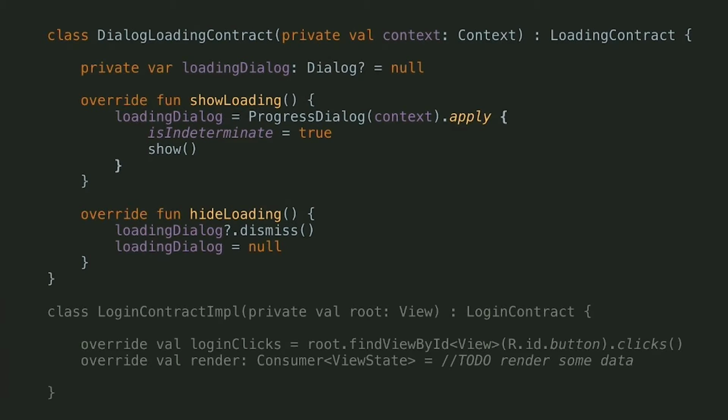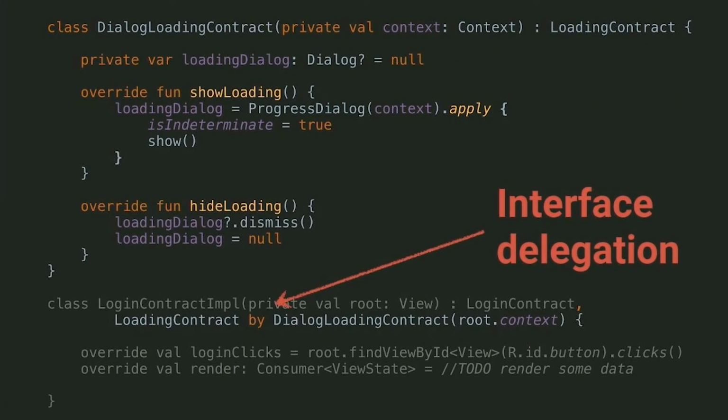We can kick them out and create, for instance, a dialog loading contract class that implements our loading contract from before, and just have the loading logic. We initialize it with the context, since we need a context to create a progress dialog, but we don't know anything about the view and anything at all. It's completely independent.